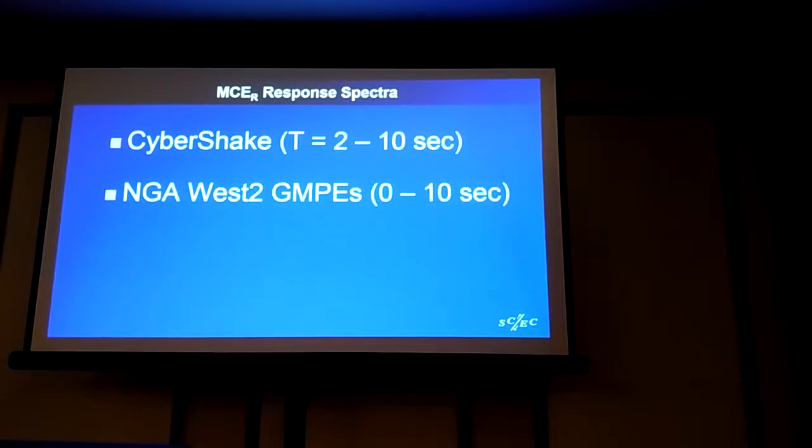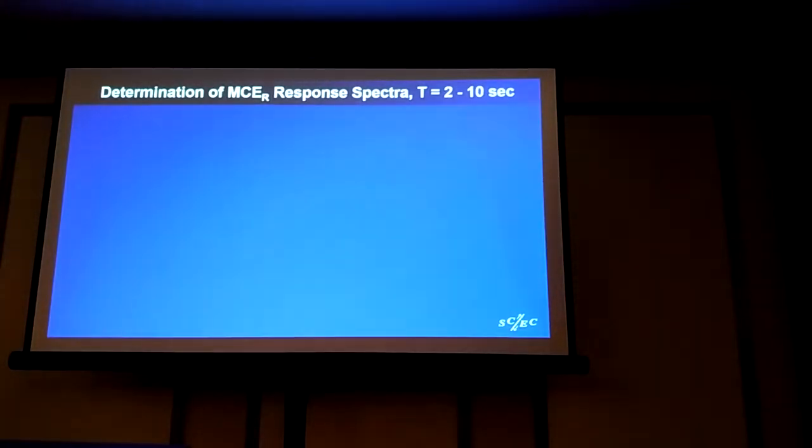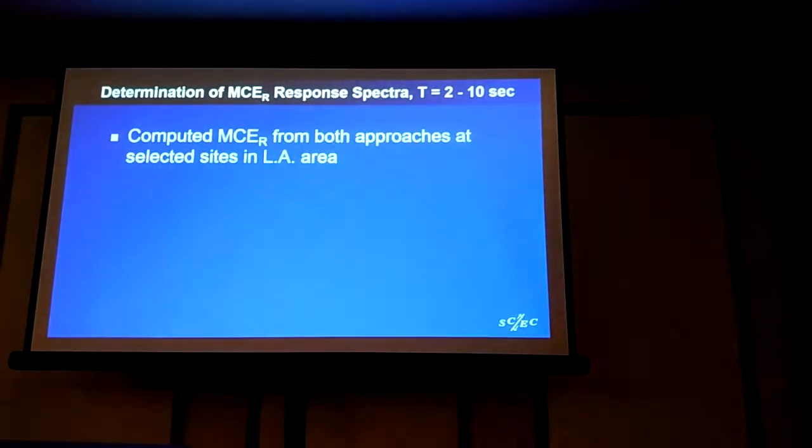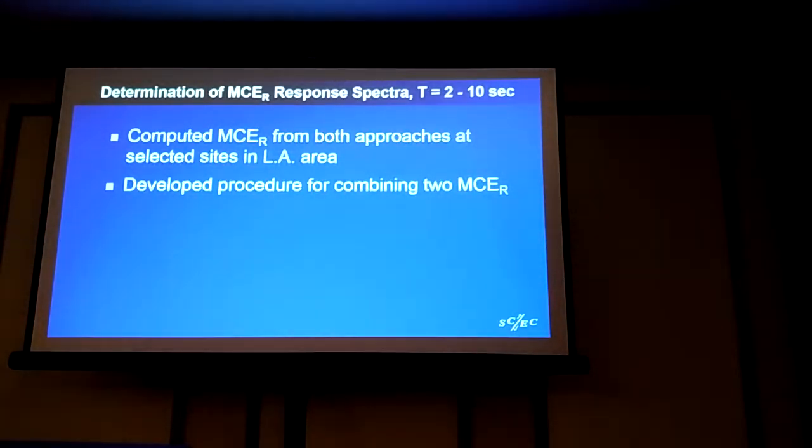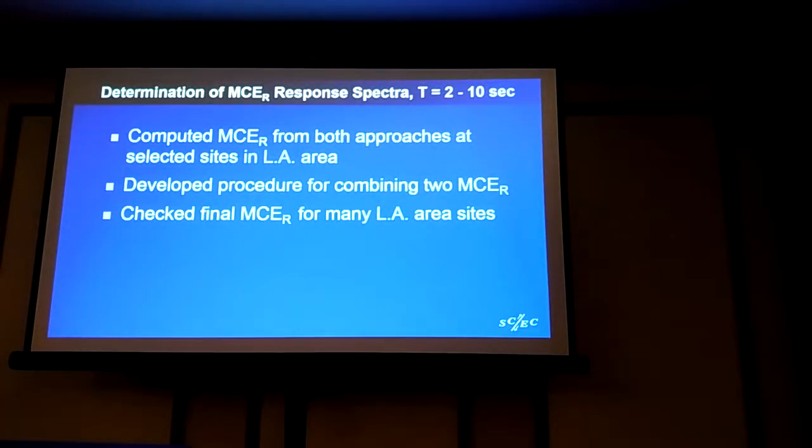The CyberShake results are valid for the natural period band between 2 and 10 seconds, whereas the results from the NGA-West2 ground motion equations are valid over a period range from 0 up to 10 seconds. So the question is, how do we combine the results for the period band in common. That is the period band from 2 to 10 seconds. So we computed the risk-targeted response spectra using both approaches at selected sites in the Los Angeles area to get an idea of what the differences were between the two approaches. And then we developed a procedure for combining the two sets of risk-targeted response spectra. And then checked the procedure for about 60 other sites spread throughout that entire region to see if the results were reasonable.